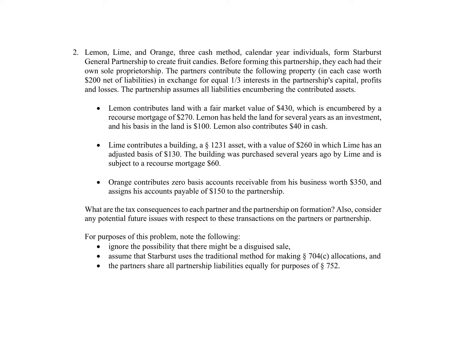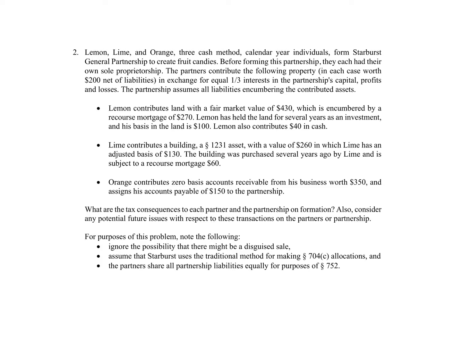So this is problem 2, formation. You have Lemon, Lime, and Orange, three cash method, individual, calendar year owners. They form Starburst General Partnership to create fruit candies. Before this partnership, they each had their own sole proprietorship.